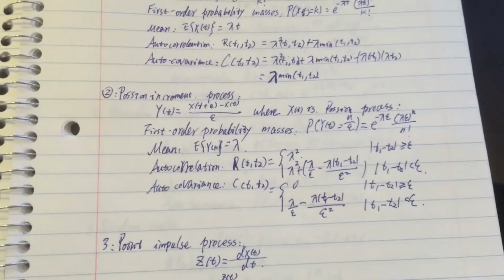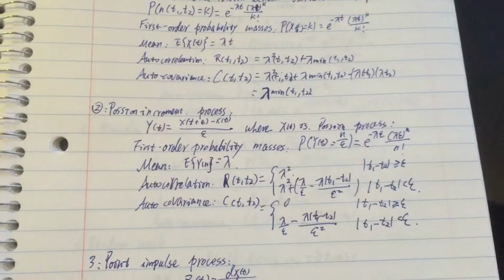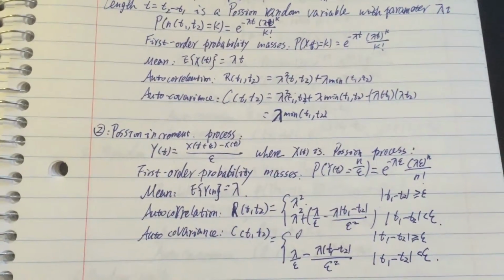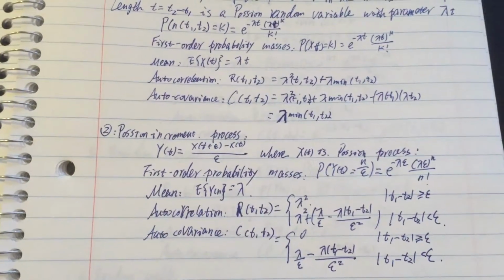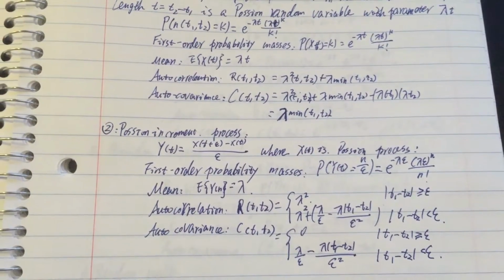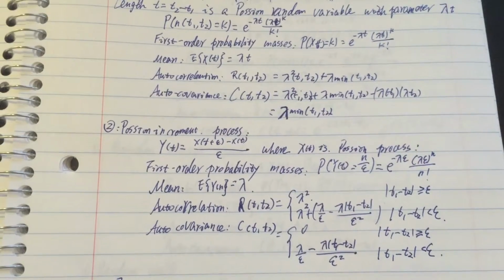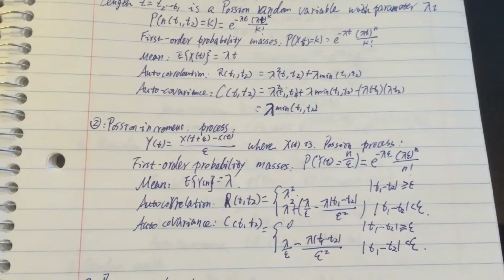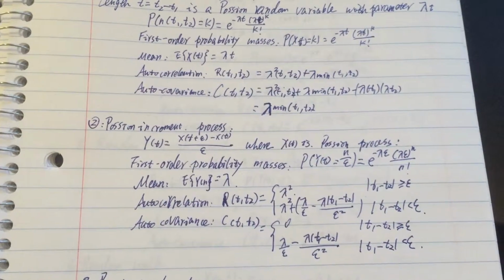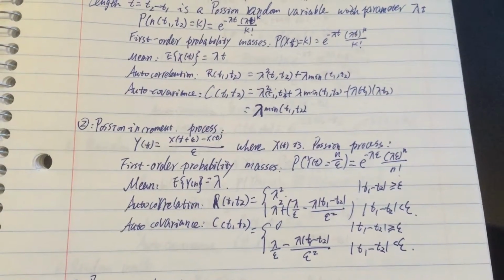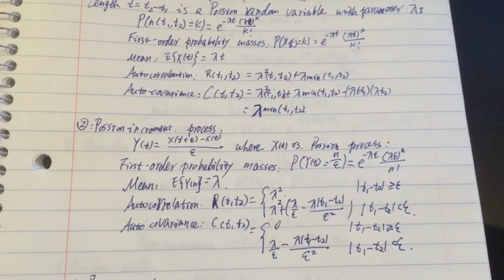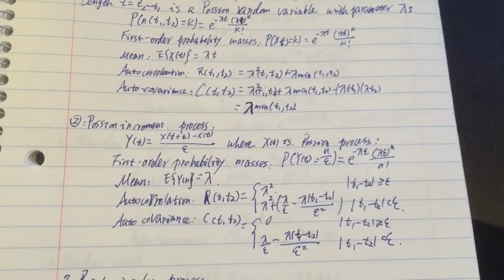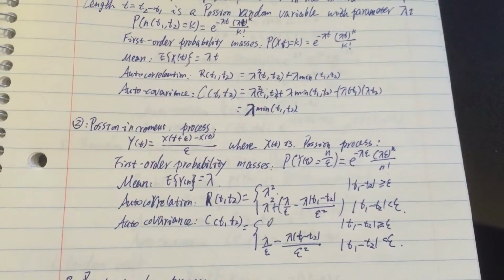And the second one is the Poisson increment, which is Y(t) equal to [X(t + e) minus X(t)] over e, where X(t) is a Poisson process. The first order probability mass is P(Y(t) = n over e) equal to e to the negative lambda e times (lambda e) to the n over n factorial.